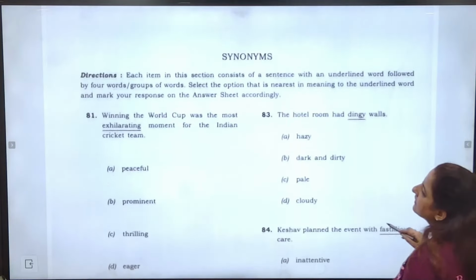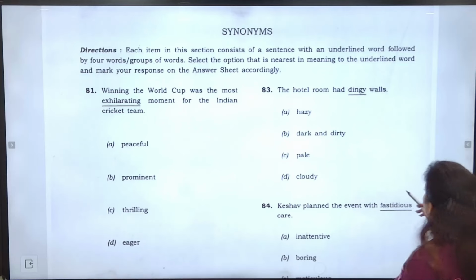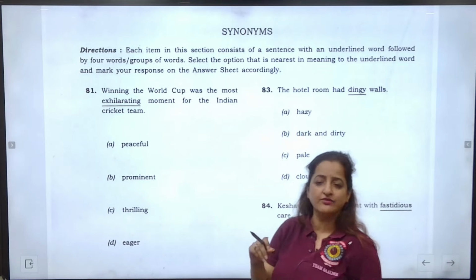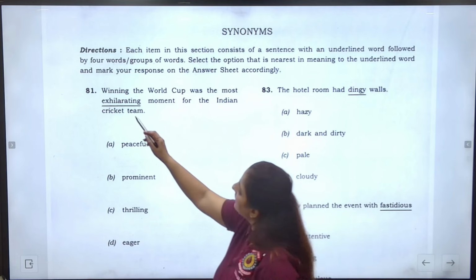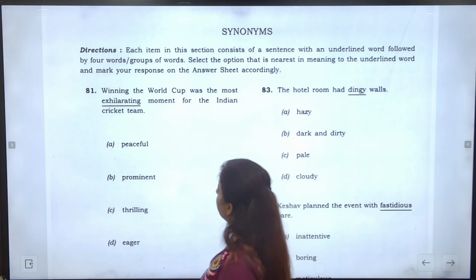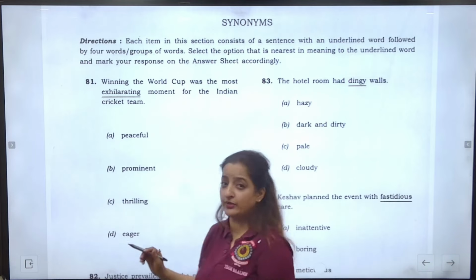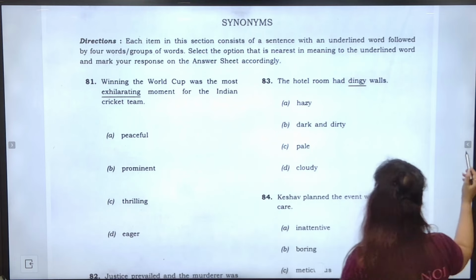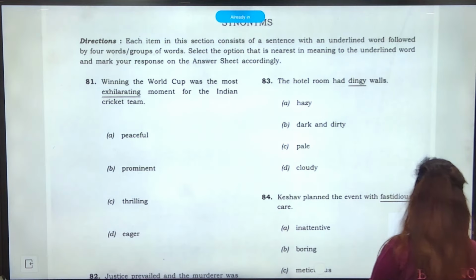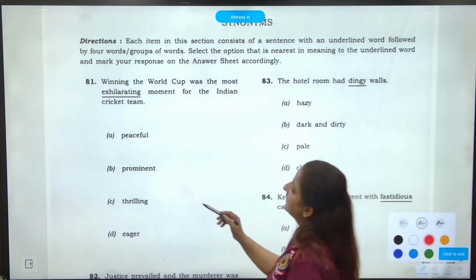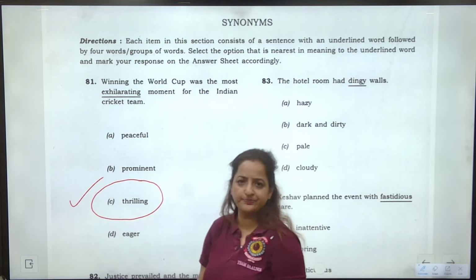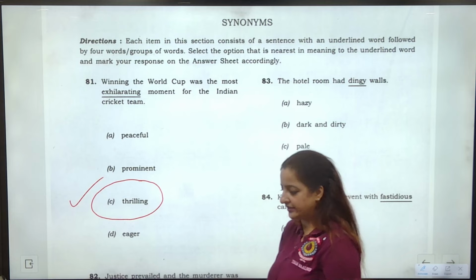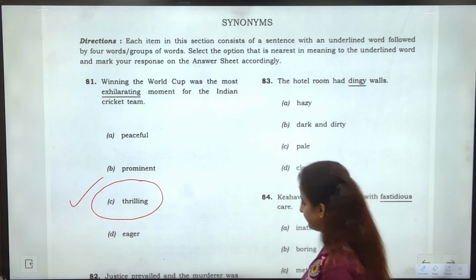All right. Synonyms. Now we need to watch out for words which have similar meanings, right? Exhilarating word is underlined. So अभी T20 हमने World Cup जीता. So how was the team feeling? Very, very excited. So answer is thrilling. Exhilarating, exciting, you extremely happy basically.